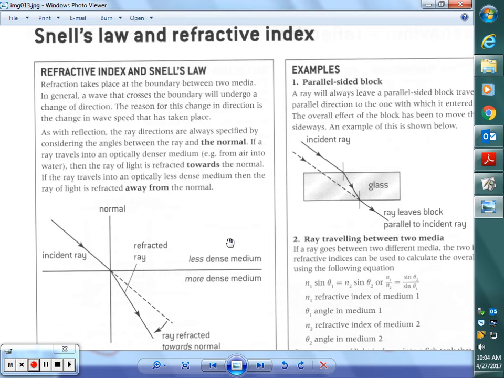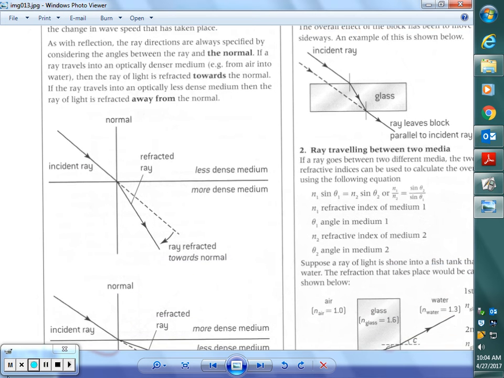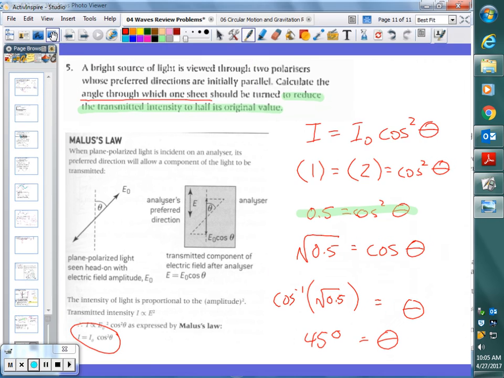Here, we have a less dense medium, we have a more dense medium. This is the first example. This is when you look at something in the water. Does that make sense? Everybody okay with that? Okay. Here, I'll grab some pictures.